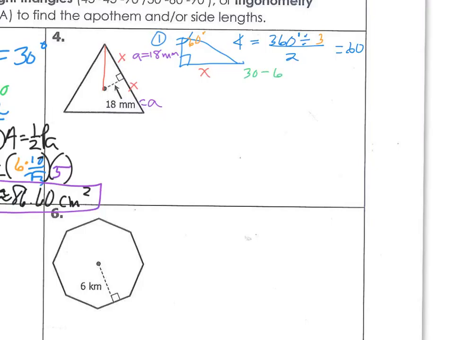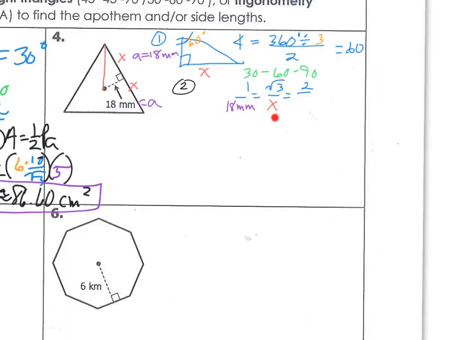30, 60, 90. What goes under 30, 60, 90? 1, rad 3, 2. So some of you need to relearn that. What is across from, so if that's 60, this is 30. So what's across from 30? 18. What is across from 60? X. And what is across from 90? Nothing, so leave it blank. So then our step 2, we are going to cross multiply and solve this right here.